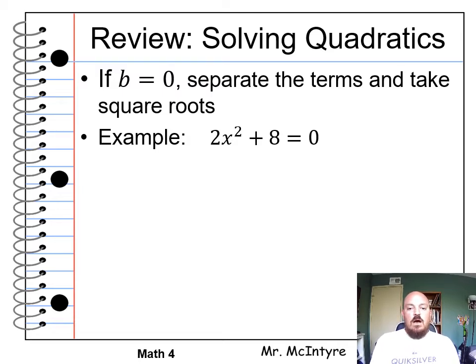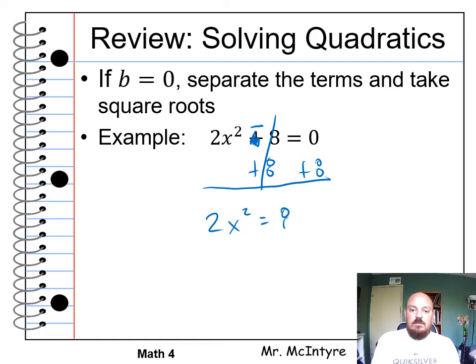And actually, you know what? I'm going to make a change to this because the way it's written, it won't work out. So let's change that to a minus. Let's say it was 2x squared minus 8. Now, if I add 8 to both sides, this is what I mean by separate the terms. We'll have 2x squared equals 8. Divide by 2. We get x squared equals 4. Take a square root.